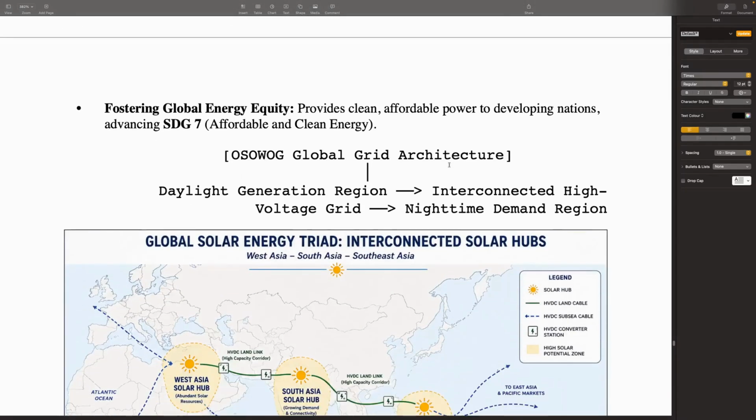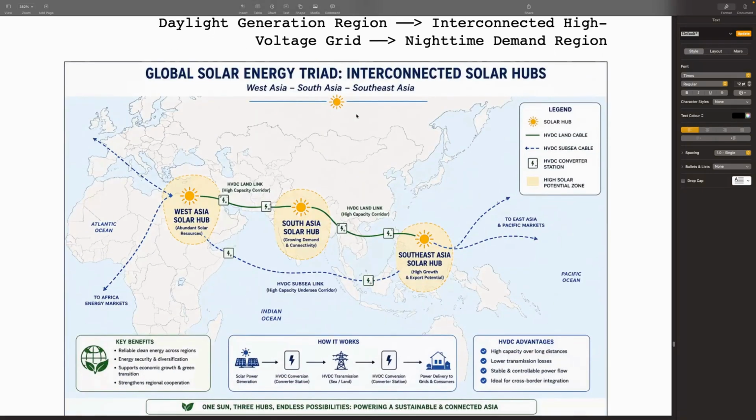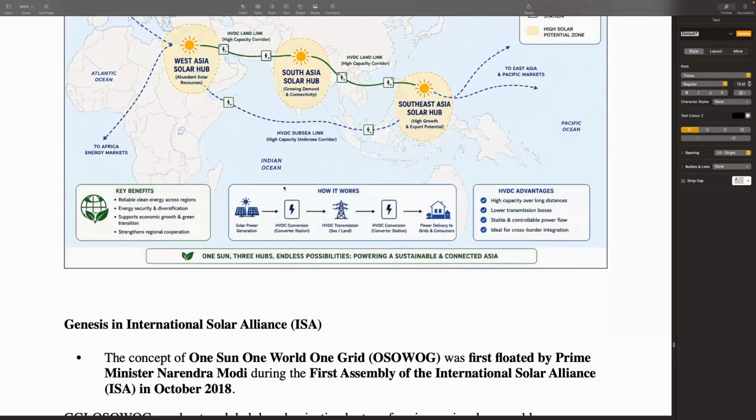fostering global energy equity, provides clean affordable power to developing nations, advancing SDG 7, affordable and clean energy. So this is the flow diagram, you can go through this, and this is the map. So this is the idea: global solar energy triad, interconnected solar hubs, one in Southeast Asia, one in South Asia, India and all, and one in the West. So everything should be connected, and from there it is distributed like this. So still a theoretical concept, theoretical as in on paper only.